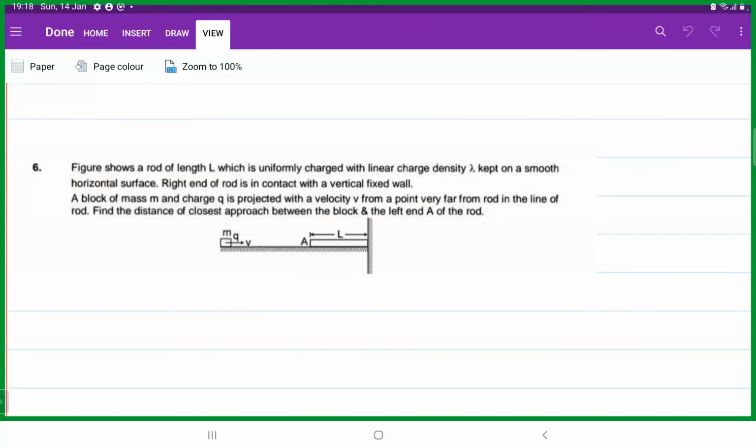Hi everyone. We have a good question from the chapter of electrostatics. It's not just a question on electrostatics, it's also a question on work, power, and energy. So let's quickly go through the question.